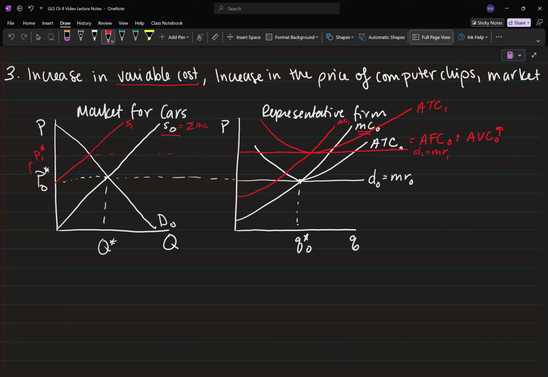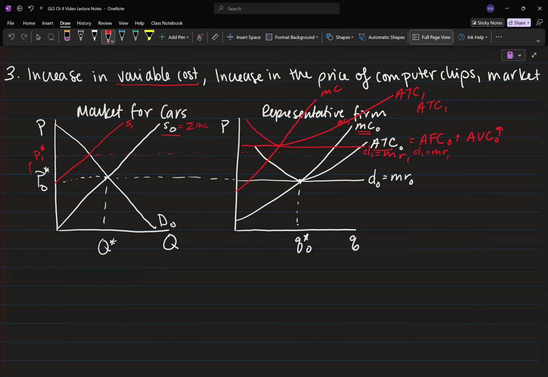I didn't draw this quite right, so let me try to redraw it a little bit. I didn't make the shift clear enough. I didn't give myself enough space here. So average total costs, marginal costs, and then here is our new demand curve.